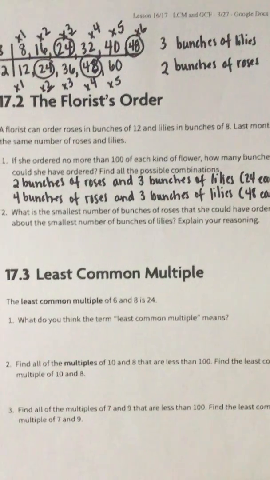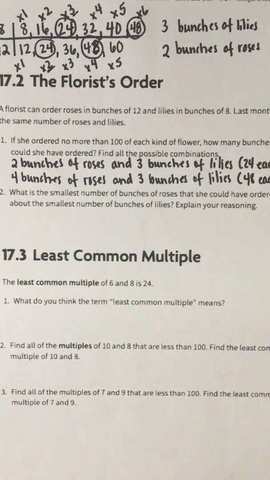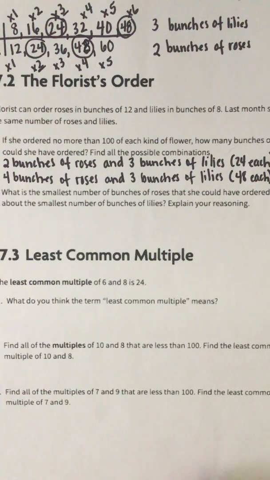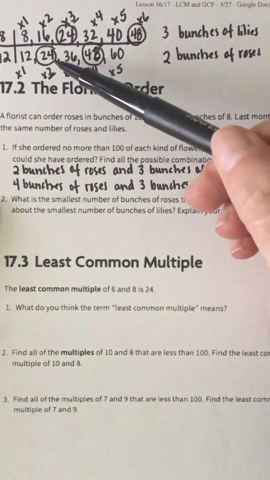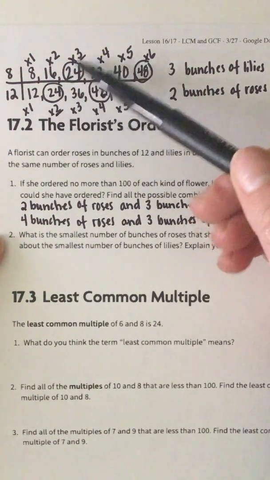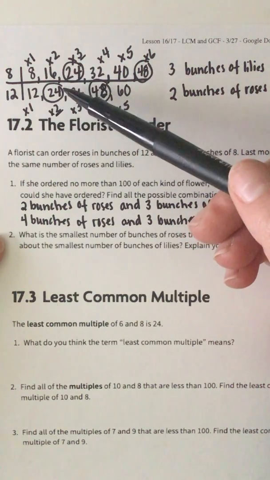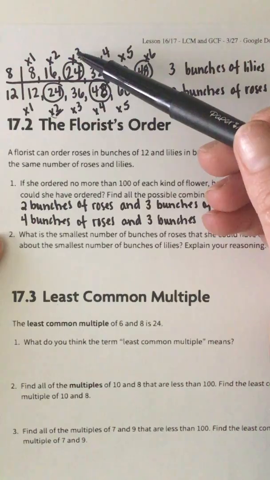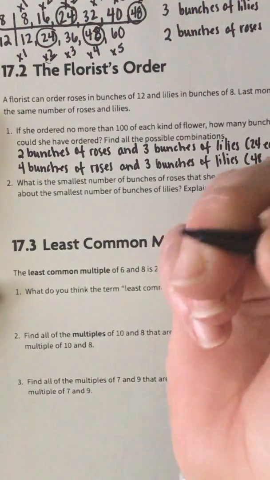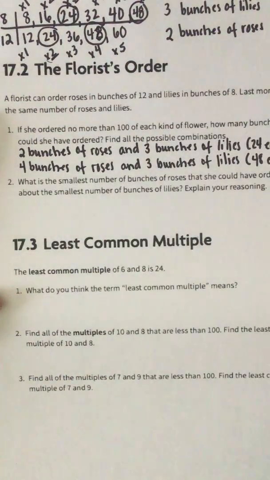All right. Number 2 for this one says, what is the smallest number of bunches of roses that she could have ordered? And what about the smallest number of bunches of lilies? Explain your reasoning. So with this one, the smallest number she can order, we answered with the very first one because 24 is the smallest or the least common multiple, and it's 2 for the roses and 3 for the lilies. And that's essentially your answer.